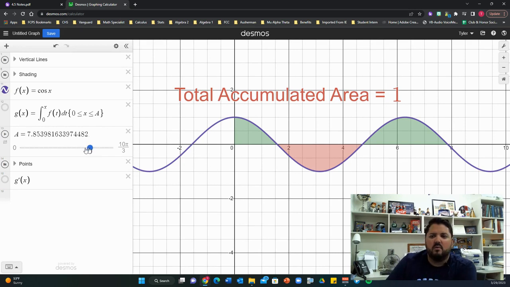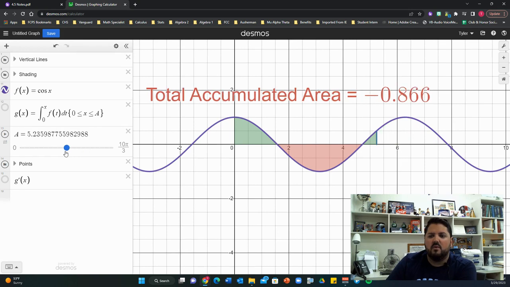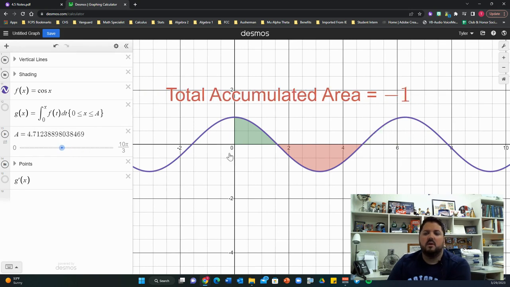Okay, let's go back a little ways. Let's see how small of an area we got. So right there, we had a total area of -1 because these first two parts canceled each other out. This was 1, -1, but this guy was also -1. So the smallest total area we ever accumulated was -1. The largest we've accumulated up to this point was +1.